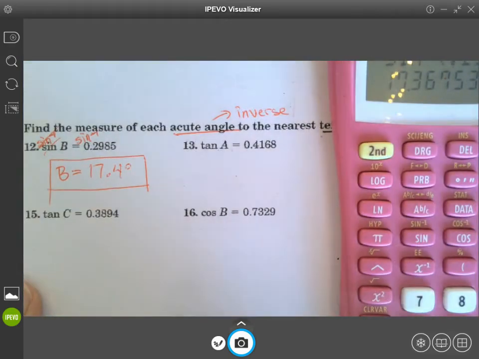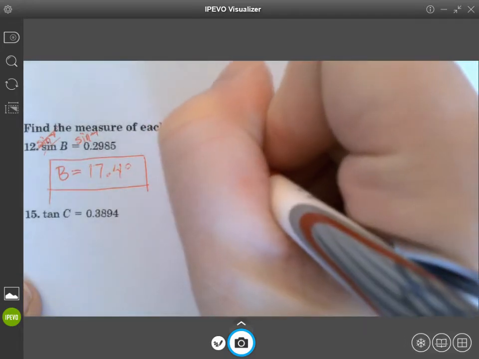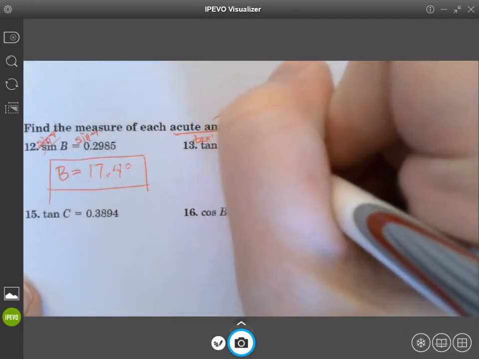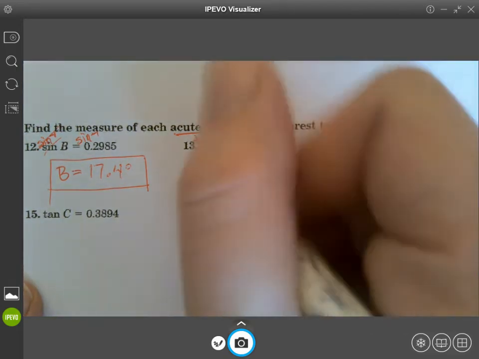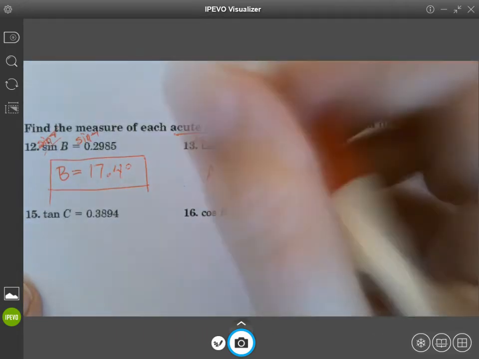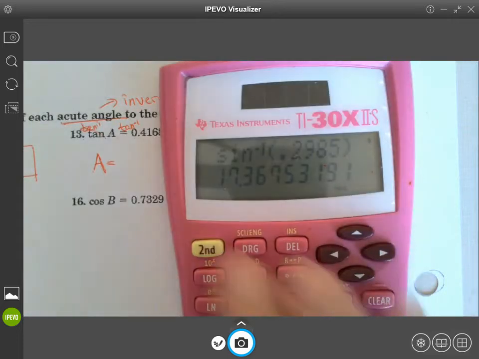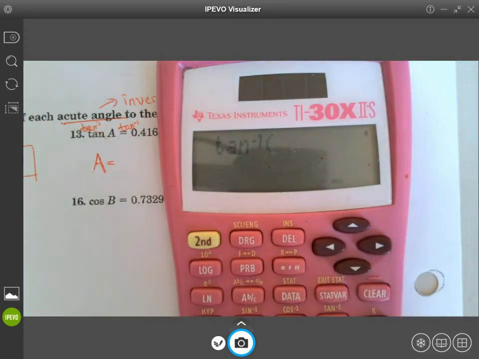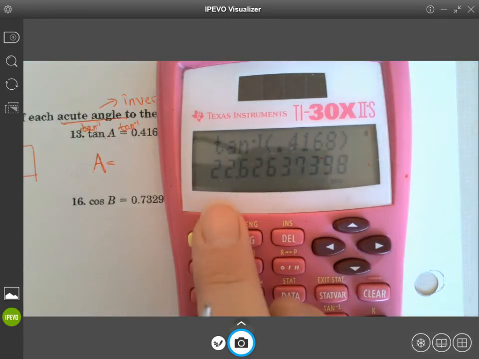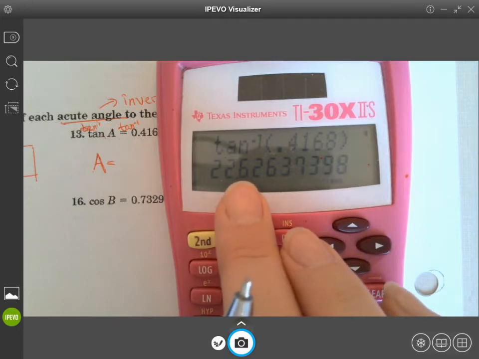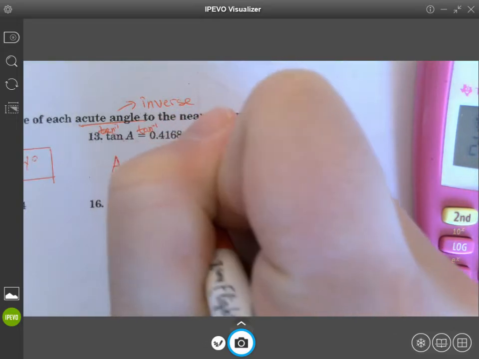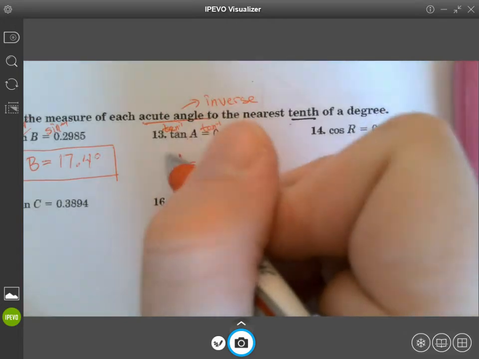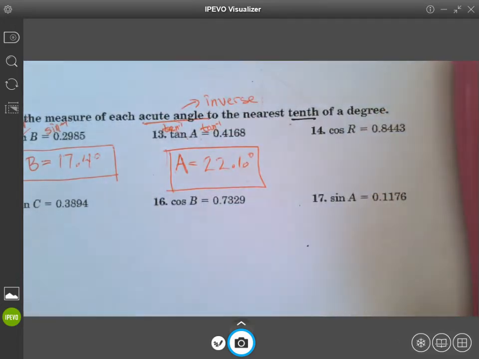Tangent of A. Well, what would cancel out tangent is the inverse. So I would like to see you write tangent -1, not just a little -1. This is telling us that you use the inverse tangent operation. So what does A equal? Well, let's let our calculator do the work for us. Inverse tangent of 0.4168, and it's going to be 22.6. So we need the nearest tenth. The hundredth place tells us what to do. 22.6 degrees. So a lot of this worksheet is really just calculator work to make sure that you know what you're doing and put it in there.